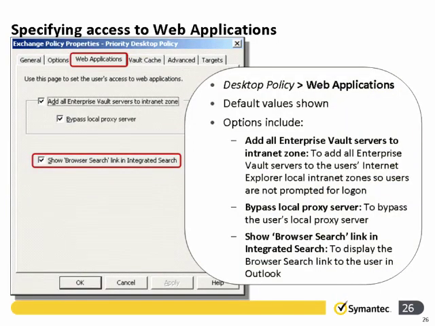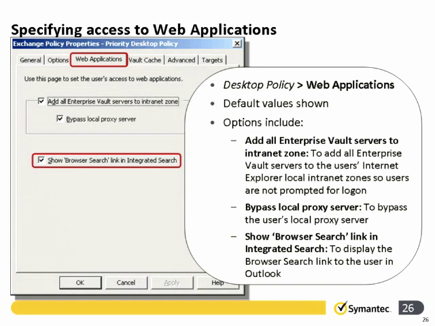You can specify whether users are going to have access to the browser search from within the integrated search. This is one of the properties associated with your desktop policy, and we talked about the desktop policy in an earlier lesson. So we've opened up this desktop policy named Priority Desktop Policy. You go to the Web Applications tab, and you have a couple of different settings you can configure here.